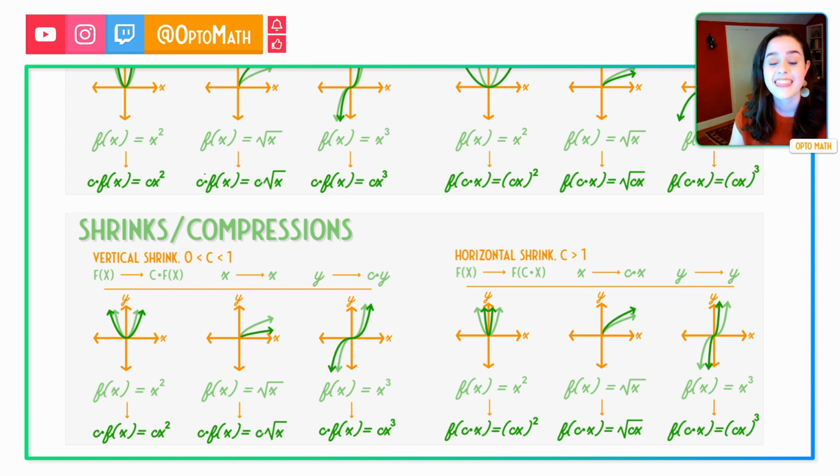All right, Opties, that's it for non-rigid transformations for our functions, which includes stretches for vertical and horizontal and shrink/compressions for vertical and horizontal.